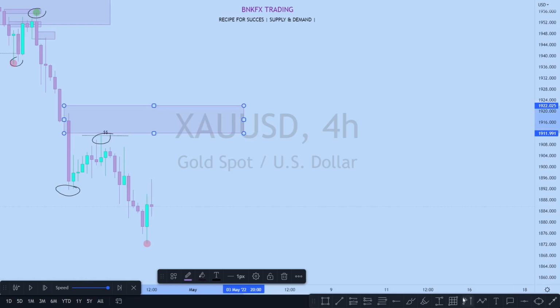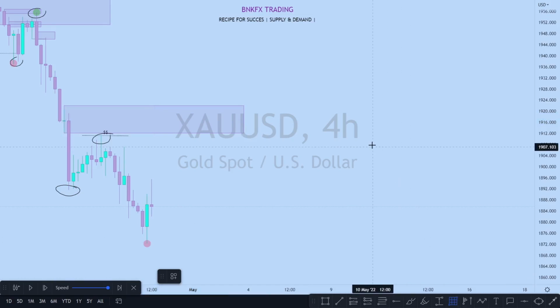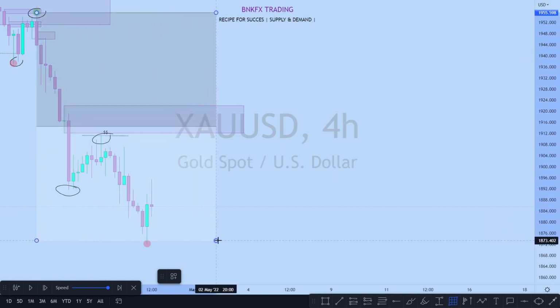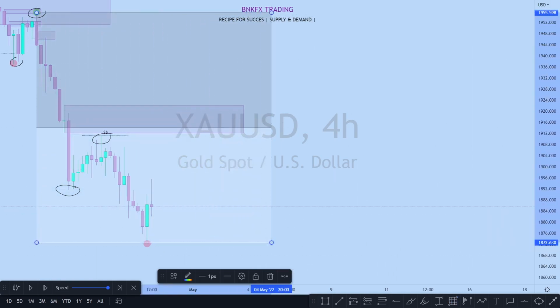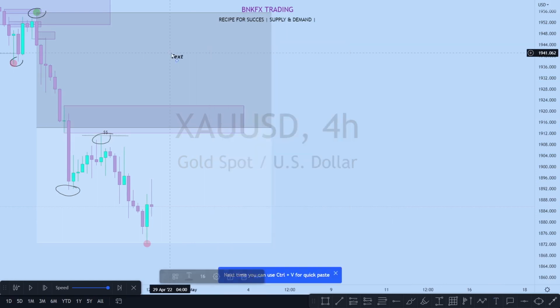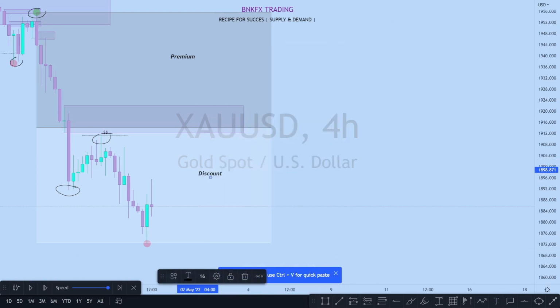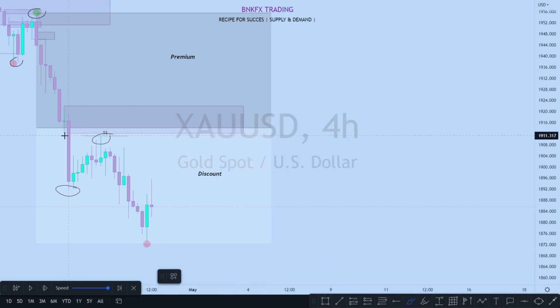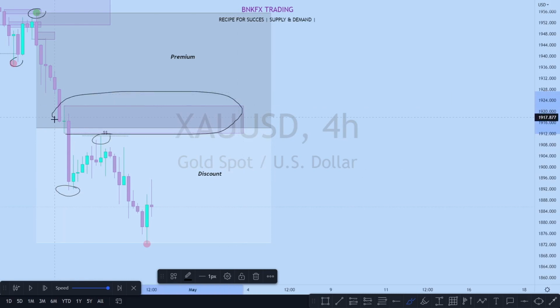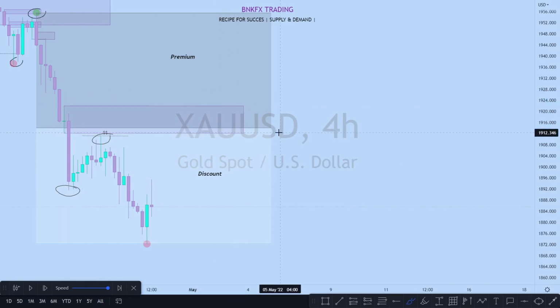Here we will add a concept that I mentioned at the beginning, which is called the premium and discount zone. In a bearish trend, it is drawn from the last lower high to the last lower low. The dark gray area is the premium and the light gray area is the discount. Finding a supply inside the premium zone gives us an extra confidence that it is valid.